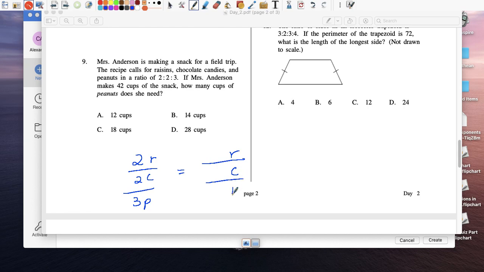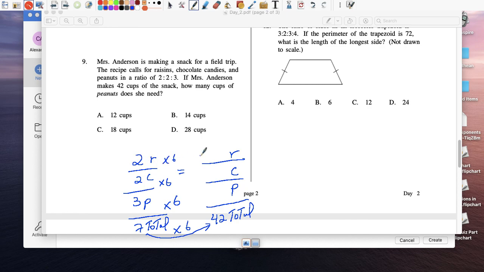raisins, chocolate, peanuts. Well, what's the total here? Well, 2 plus 2 is 4 plus 3, so we have a 7 total here. So when we use 2 raisins, 2 chocolate, and 3 peanuts, we have a total of 7. So what happens when your total happens to be 42? Well, again, we can find a relationship here, from the original total to the new total, which is 42. So what did the old total to the new total increase by? Well, by 6, which means everybody is going to be increased by a factor of 6.